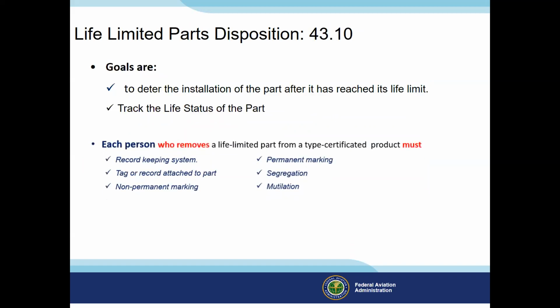So the goal related to life-limited parts is to deter the installation of the part after it's reached its limit. So we have to track the life status of the part in order to do that. Each person who removes a life-limited part has to do one of those six things to manage that part. You can have a record keeping system, attach a tag to the part, use non-permanent marking, permanent marking, segregation, or mutilation, which is just destroying the part that's reached its life limit so that it doesn't get installed again.